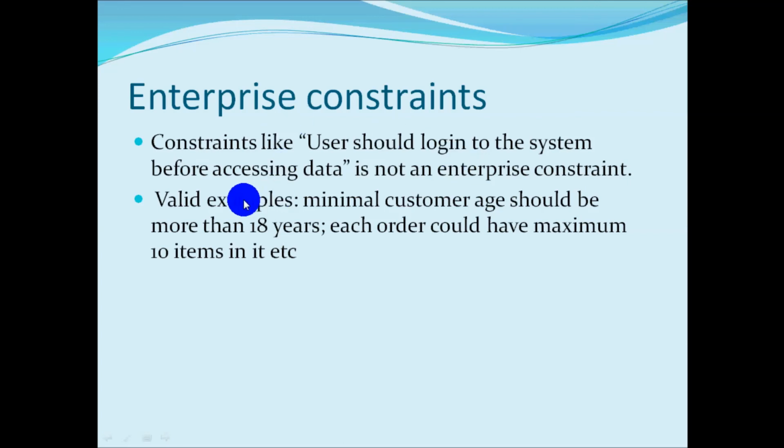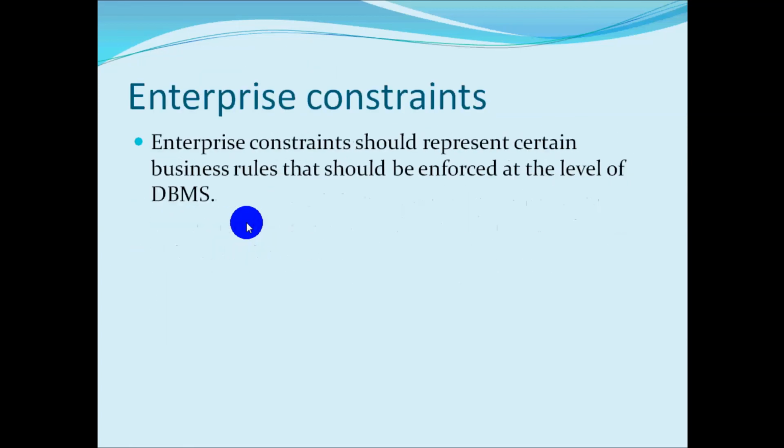Okay. A valid example is: minimum customer age should be more than 18 years. Each order could have a maximum of 10 items in it, etc. These are some valid examples, and the previous 4 examples are also valid examples for enterprise constraints. We have used the words business rules here. If you can see, we have used the words business rule.